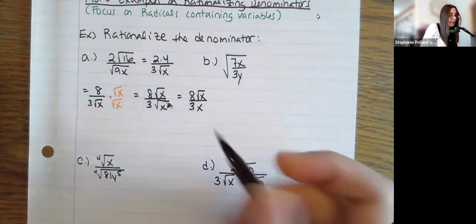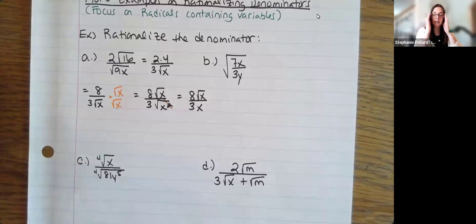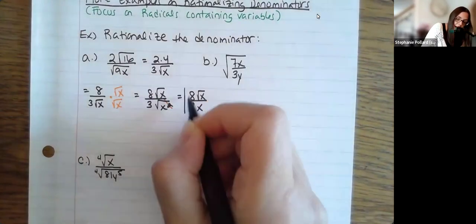Now here, again, I'm going to assume that all my variables are positive, so I'm going to leave it like this. If you were not sure, though, you would put those absolute value signs around your x as well, but we're just going to go ahead and leave that as it is.